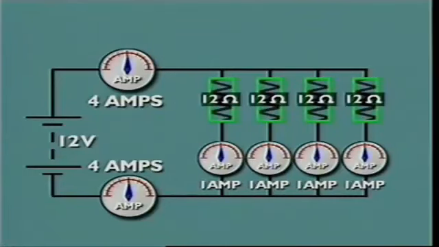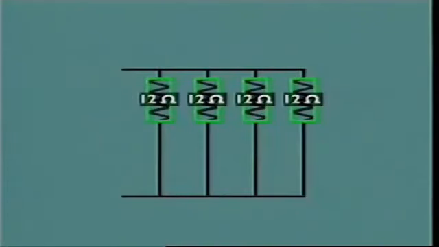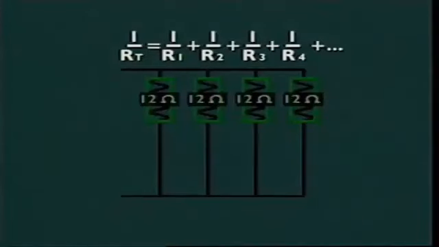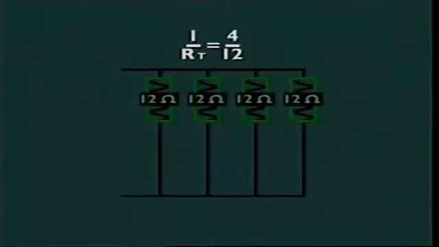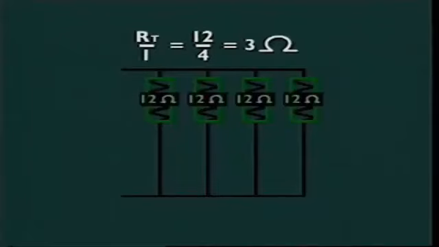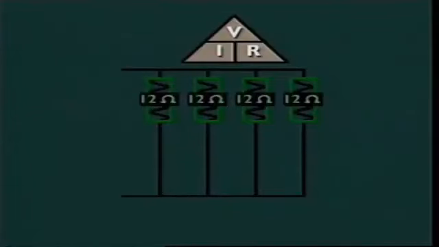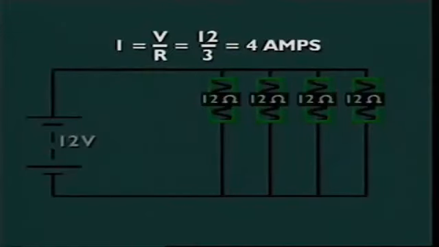current flow increases. Total resistance of a parallel circuit is found by turning all the resistances upside down to make fractions called reciprocals. In this case, each 12 becomes 1/12. The 4 twelfths are added together, and the answer turned back up the way it was. 3 ohms is the total resistance in the circuit. Ohm's law confirms the ammeter reading of 4 amperes.